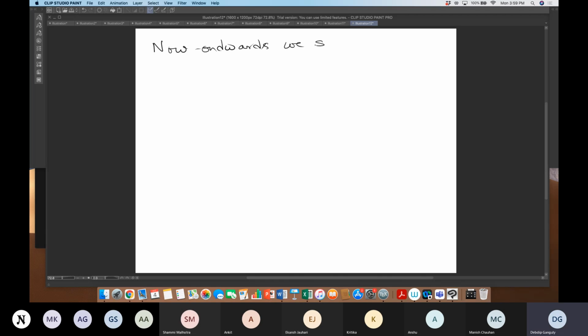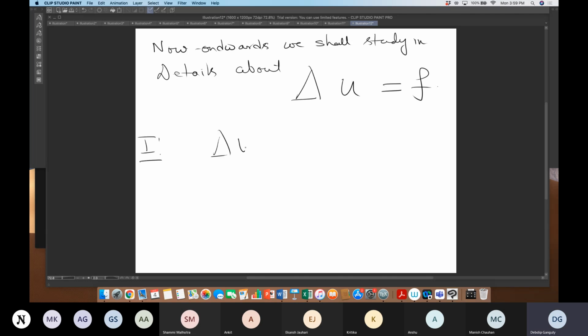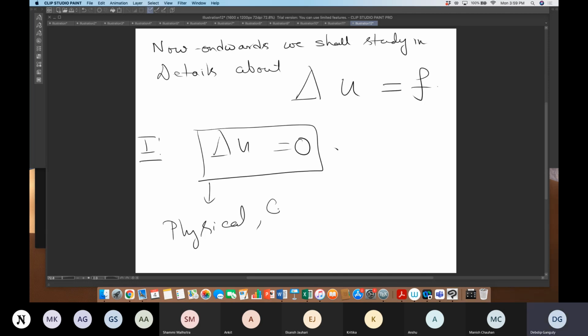So now onwards, we shall study in great depth, in details, about Laplacian u equal to f. First, I will study Laplacian u equal to 0. It's a beautiful equation. It arises in many physical and geometric settings. It is one of the most fundamental equations in mathematics. Okay? Laplacian u equal to 0.